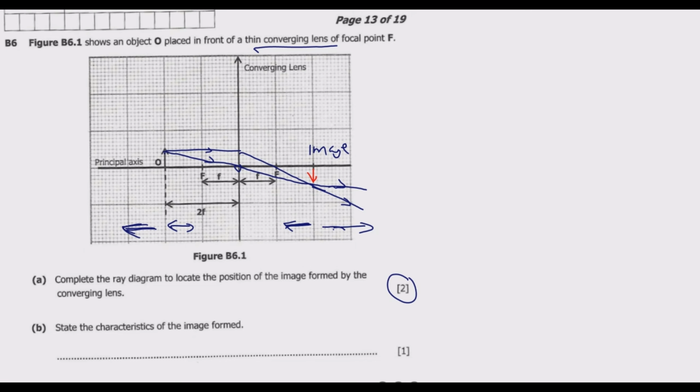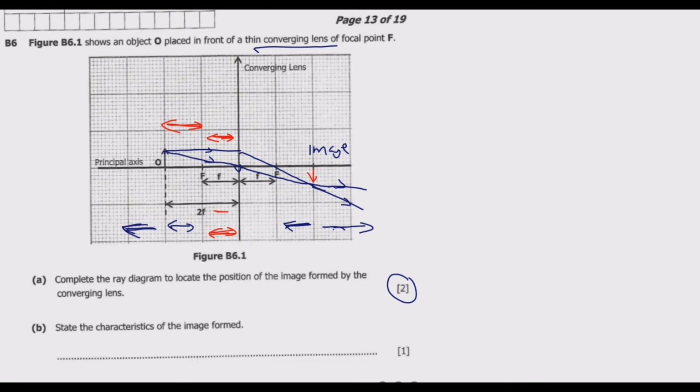Let me use a different color here. If it's in this region, the image will be formed on the same side, which is this region, as long as the object is in this region, somewhere here on top. So it will be basically on the same side as the object, and that image will be basically virtual. So I wanted that to be clear.